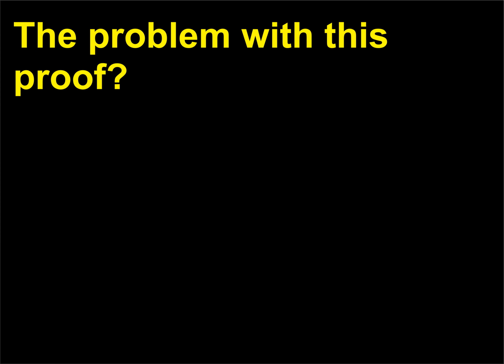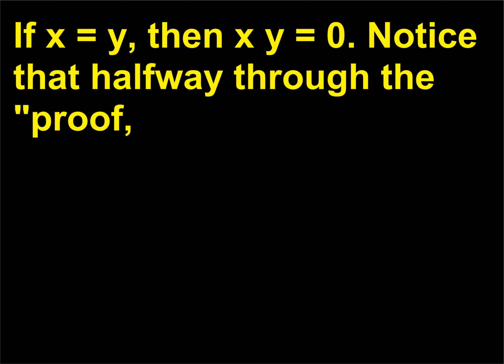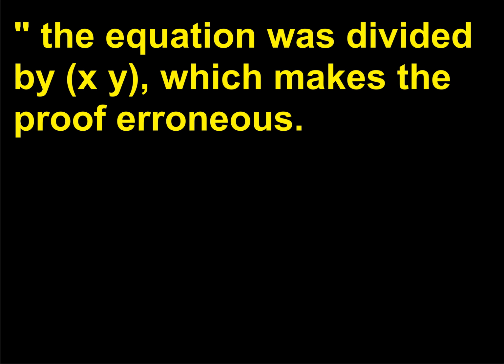The problem with this proof? If x equals y, then x minus y equals 0. Notice that halfway through the proof, the equation was divided by x minus y, which makes the proof erroneous.